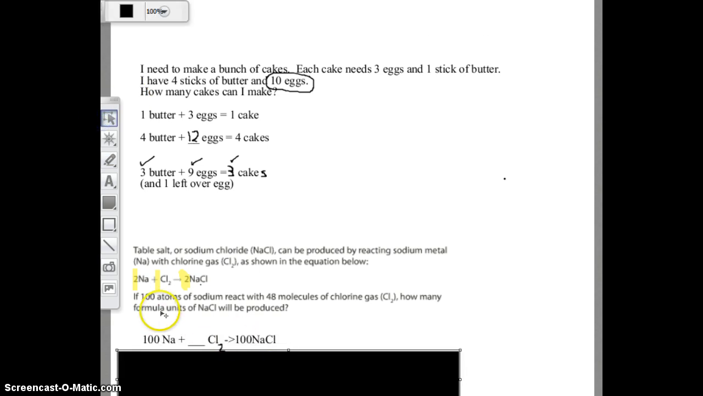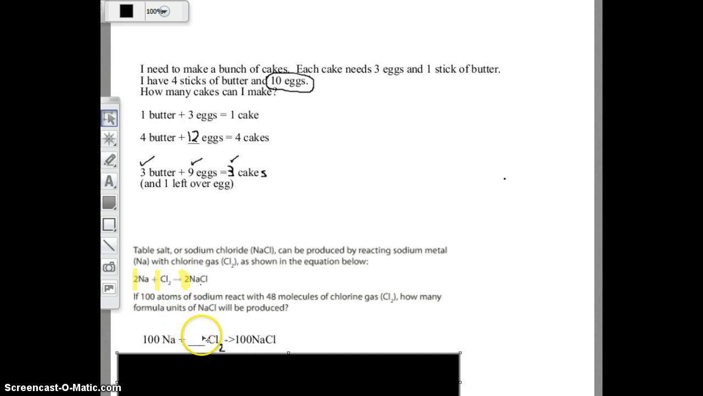It says that I have 100 atoms of sodium. If I have 100 atoms of sodium, that produces 100 molecules of NaCl, because if we look back up here, our ratio is 2, 1, 2. So if I have 100 there, 100 blank 100. 2, 1, 2, 100 blank 100.